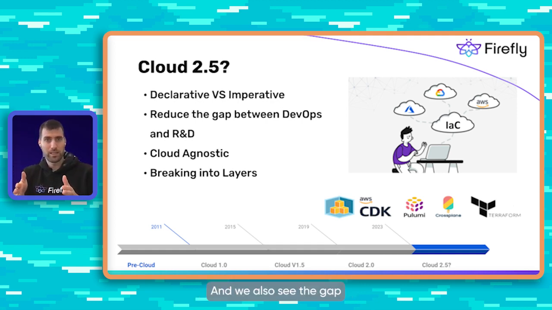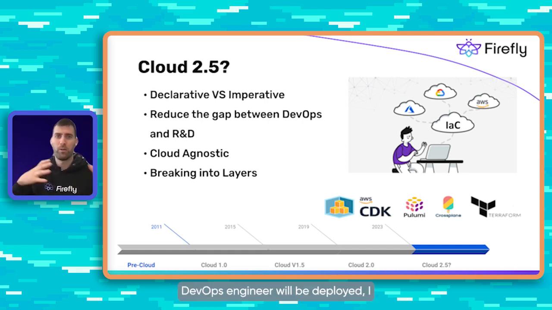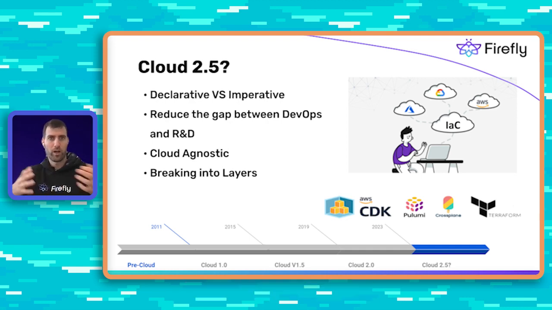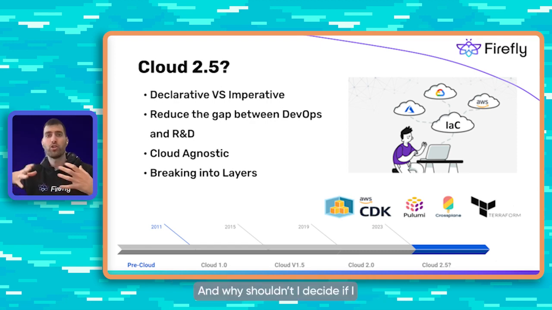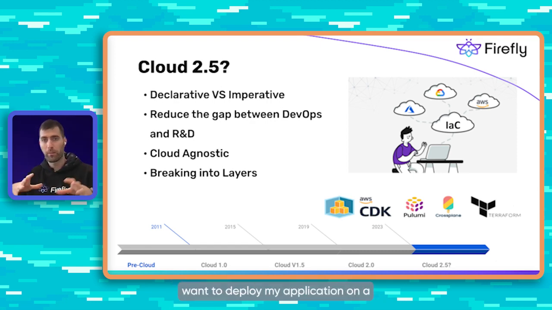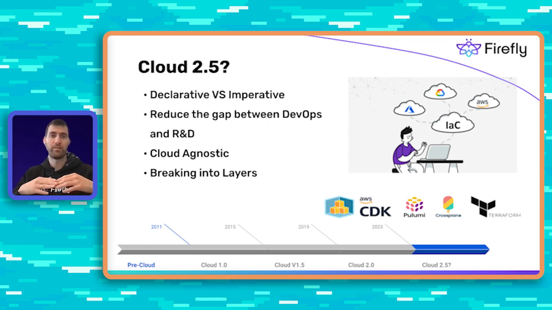And we also see the gap between the DevOps and R&D. If I'm an engineer and I'm in charge of my application, I need to wait for my DevOps engineer to deploy my infrastructure, and only when the DevOps engineer deploys it, I will be able to deploy my application. Why shouldn't I build my application by myself and the infrastructure by myself? And why shouldn't I decide if I want to deploy my application on a Kubernetes cluster or Lambda function, or if I want to use RDS or any other services like MongoDB, for example?